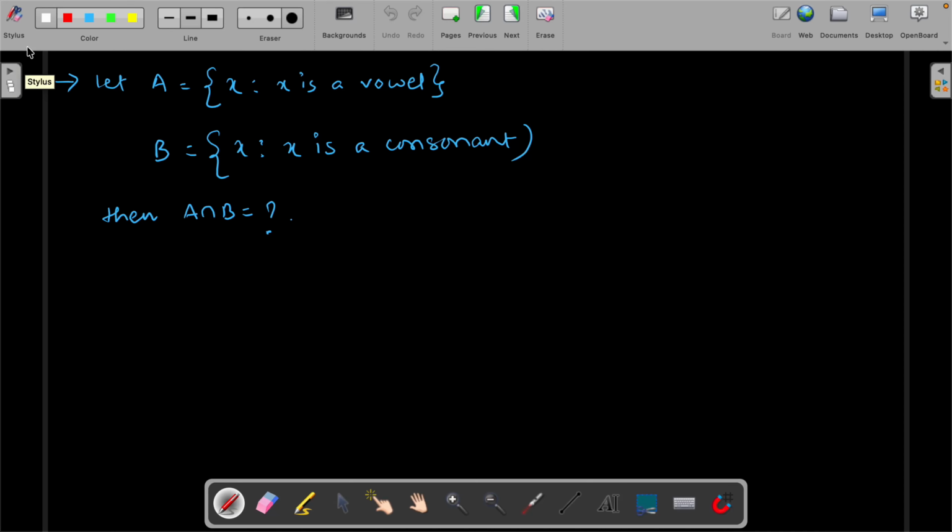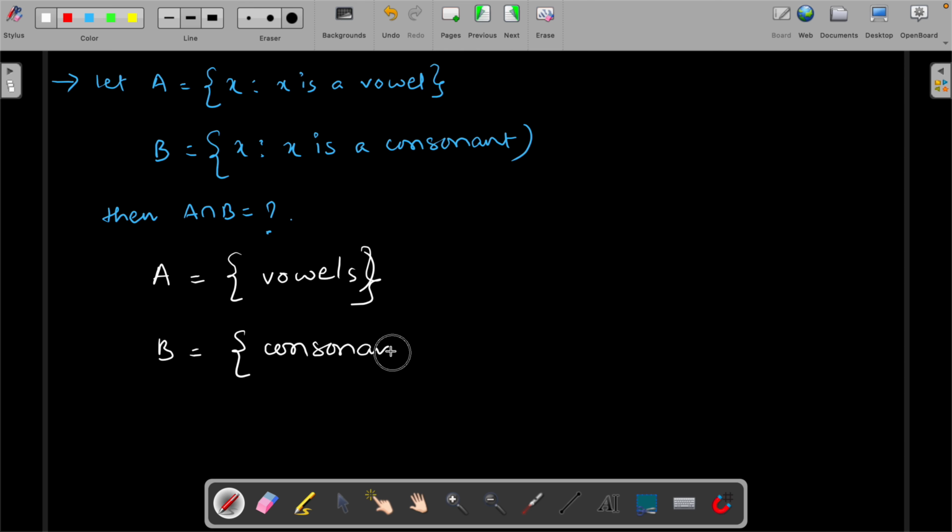Let us see few more TET questions. Let A equal to {x such that x is a vowel}, B equal to {x such that x is a consonant}. Then we need to find out A intersection B. They have given that A is a set of vowels, B is a set of consonants. Then what is A intersection B? Empty set. This is the answer.